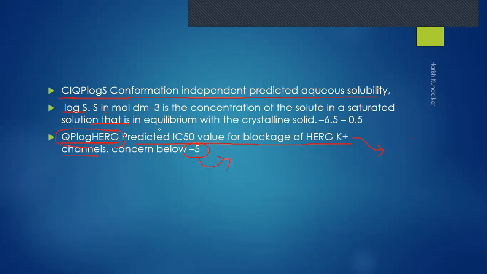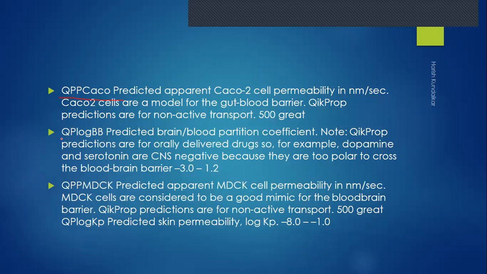Then we have QPP CACO, QP log BB, QPP MDCK. We have studied about these, and here the values are also mentioned. So CACO 2 value should be greater than 500. QP log BB should be between minus 3 and plus 1.2. QPP MDCK value should be minus 8 to minus 1. Then another one should be greater than 300, and QP log P is another parameter. That value should be minus 8 to minus 1.